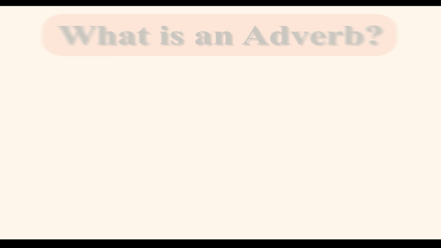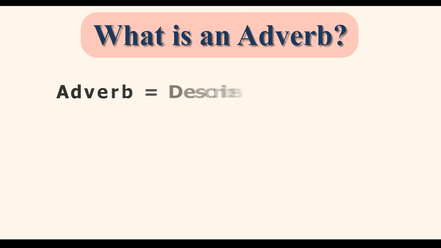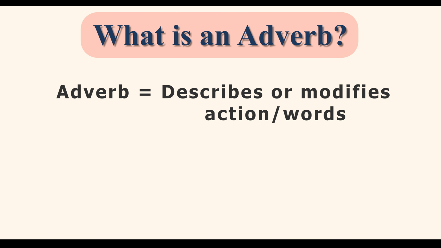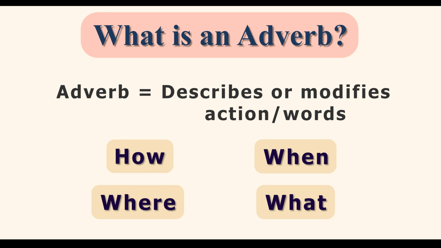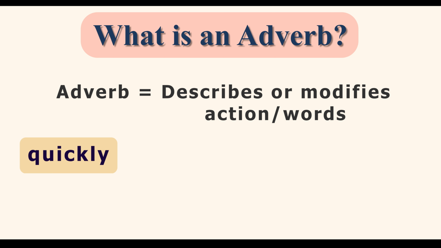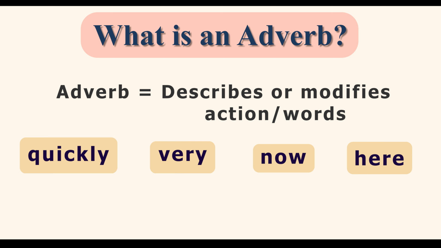Adverb. An adverb is a word that modifies a verb, adjective, or another adverb, giving more information about how, when, where, or to what extent something happens. For example, quickly, very, now. And here are all adverbs.